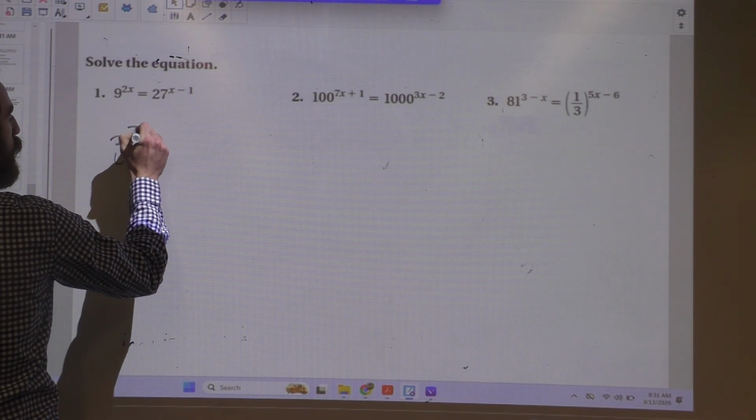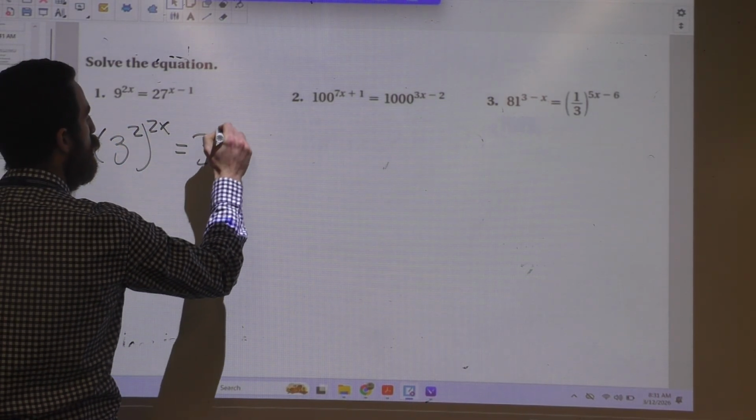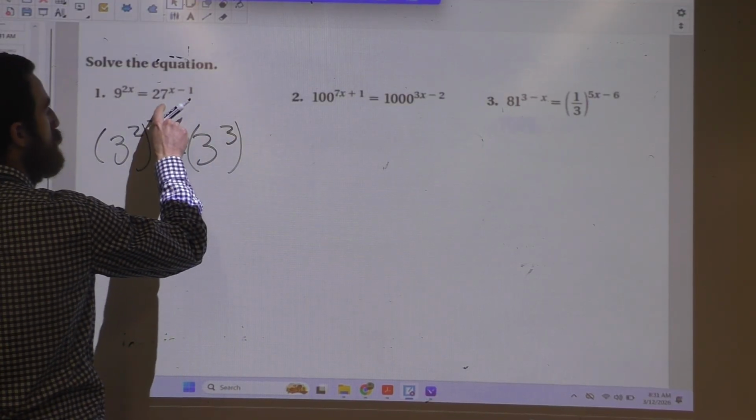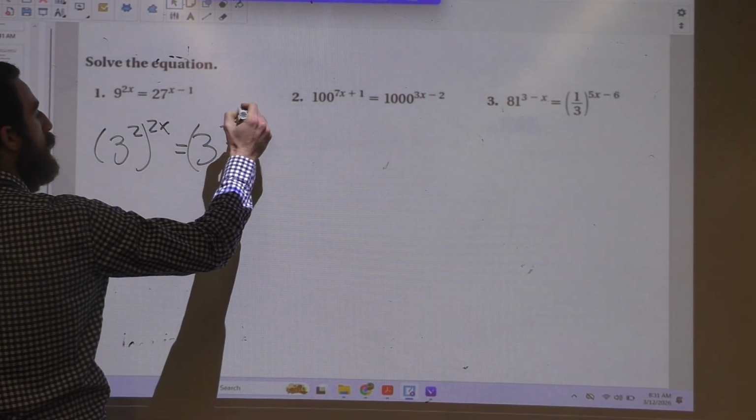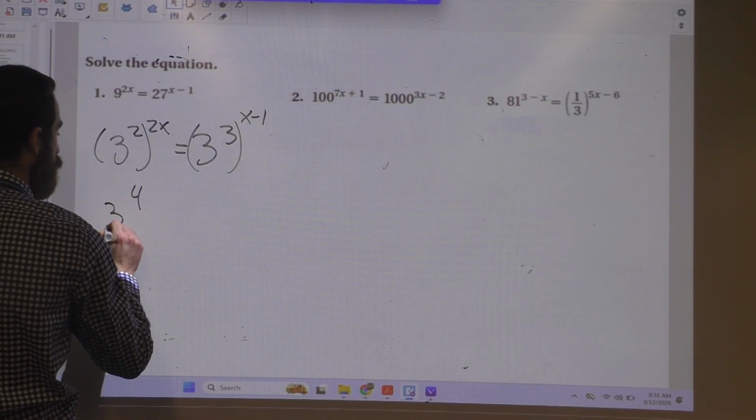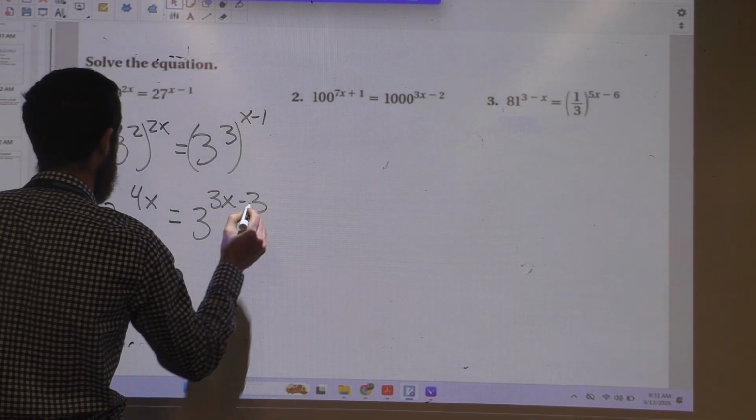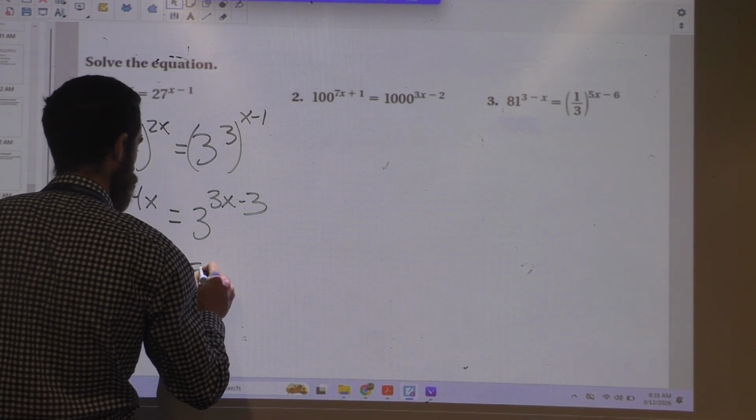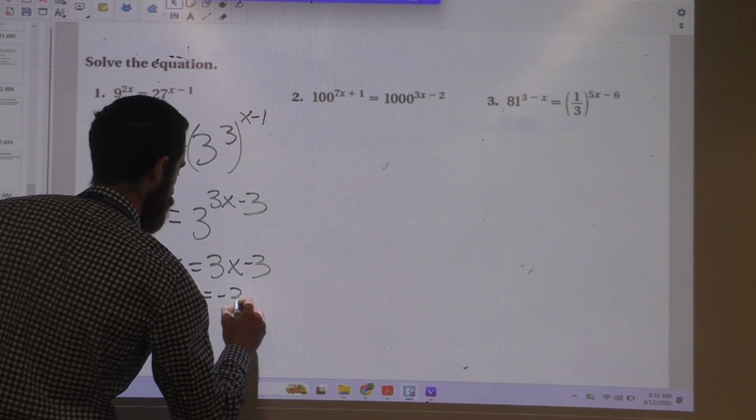We have 3 squared for 9, all raised to the 2x. And we have 3 to the 3rd. Helpful to know your powers. I know this is a power of 3. Sometimes I have to go to a lower number to the x minus 1. So 3 to the 4x is equal to 3 to the 3x minus 3. But 4x is equal to 3x minus 3. x equals negative 3.